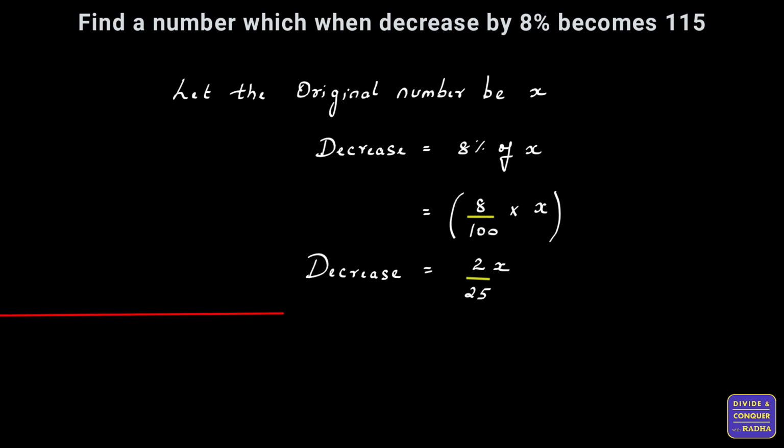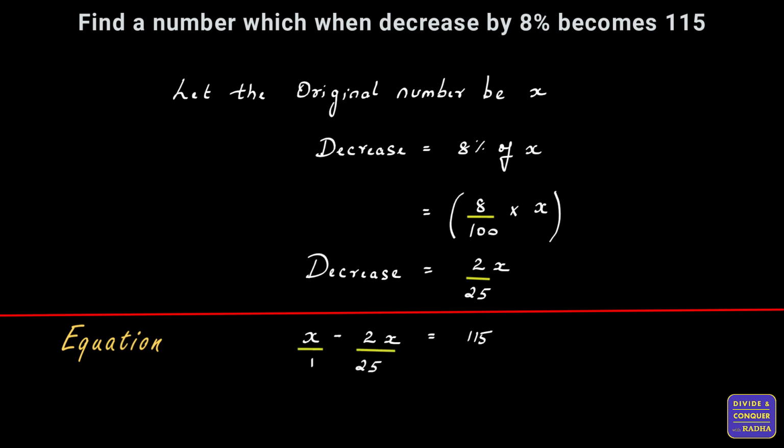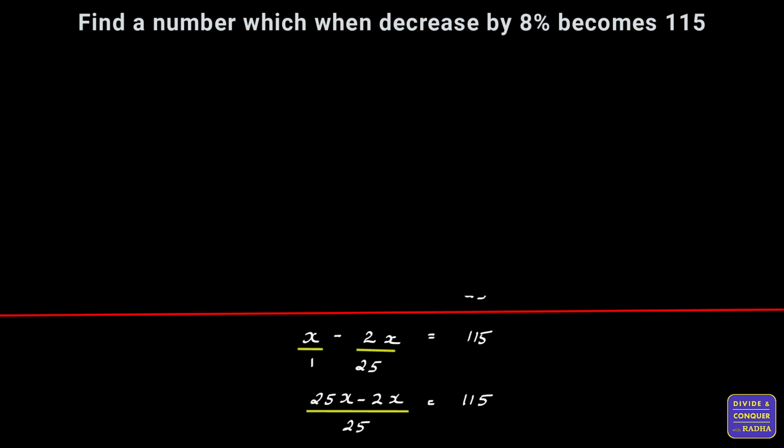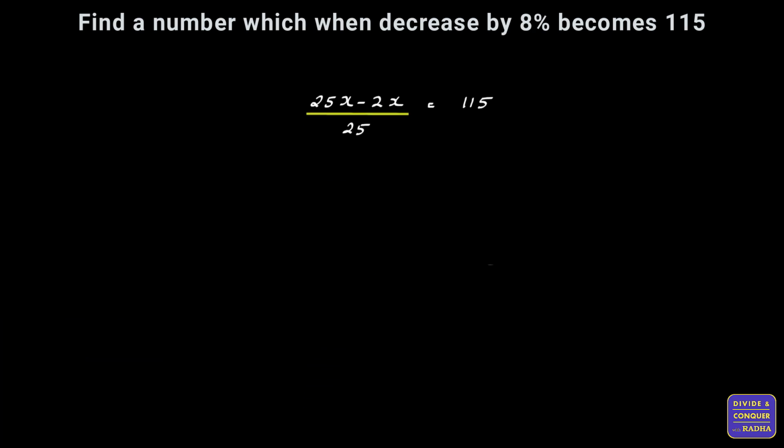Now we need to frame the main equation to calculate the original number. So original number minus the decrease gives us the new number. Replacing that with x minus 2 by 25x is equal to 115. Now the LCM of 1 and 25 is 25. So 1 times 25 is 25 and x times 25 gives us 25x minus 2x by 25 is equal to 115. 23x by 25 is equal to 115.